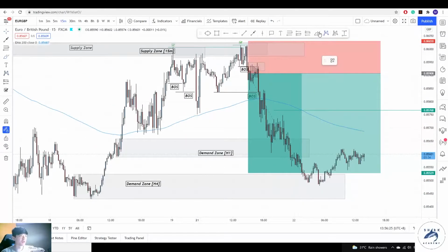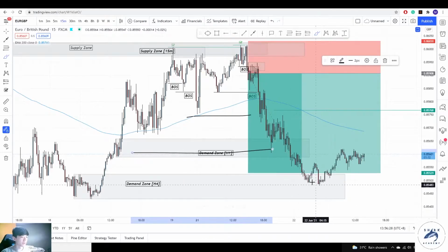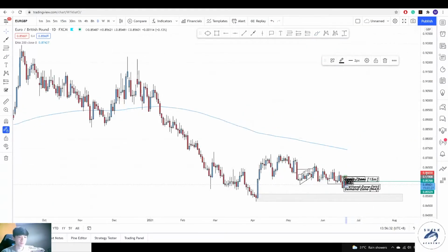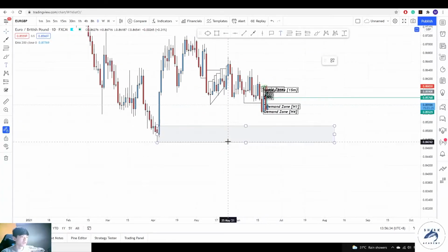So we take partials along the way, right? Here, here, here. And we're actually aiming for the demand zone on the daily time frame, which is here. So this is our ultimate runner.